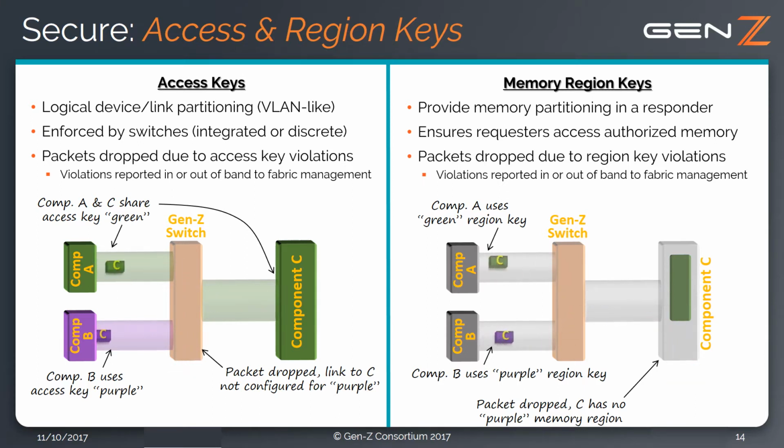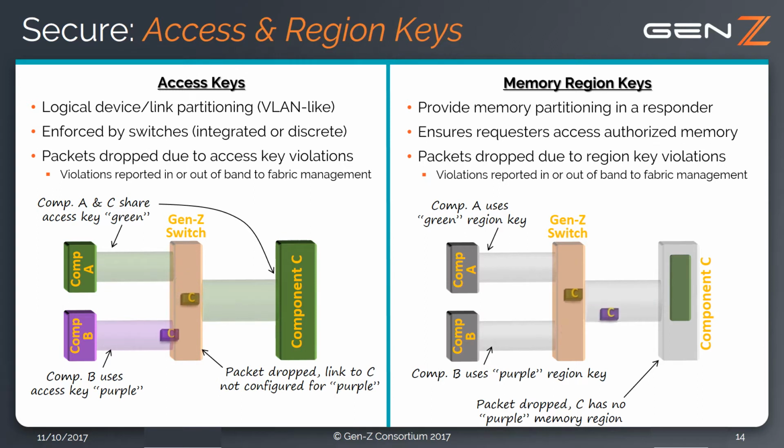The switch, on the other hand, validates that the keys do not match from component B to component C and thus drops component B's packet, adds an access violation entry into the audit log, and issues a security event to fabric management.